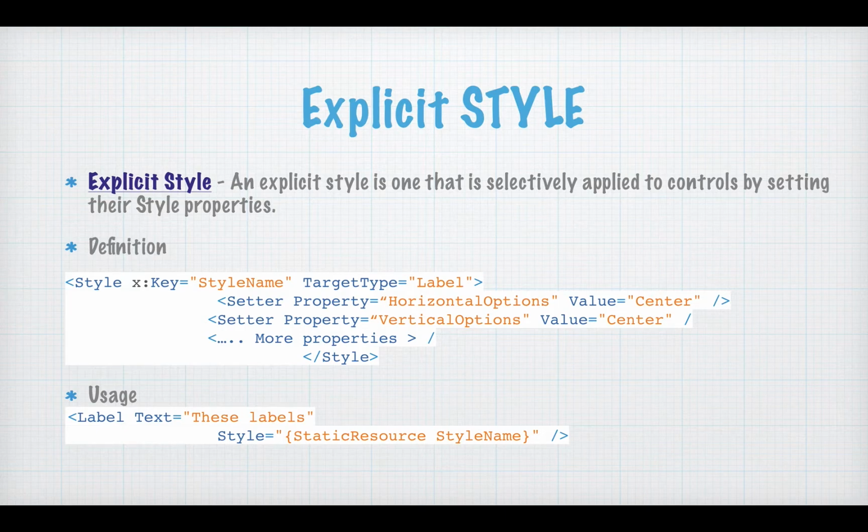So in the setter property, you say what property you want to set. For example, in this example, I'm setting the horizontal option. You might have seen in all of my videos, I always say horizontal option center and vertical option center. So now going forward, we can save all of the time by just defining a style. All you need to do is just inherit from that style, and then you can add as many properties as you want, and you use it exactly in the same way, just by saying static resource name is whatever the style name it is. Let's see a quick demo.